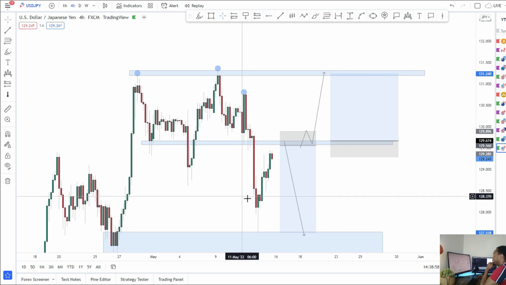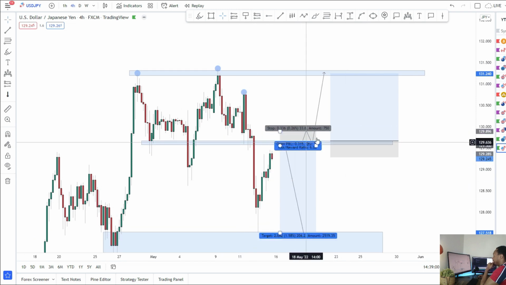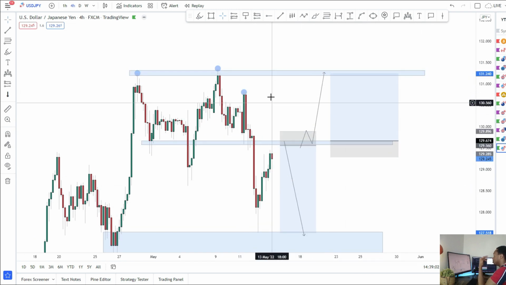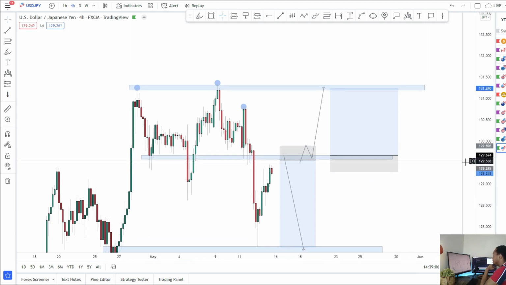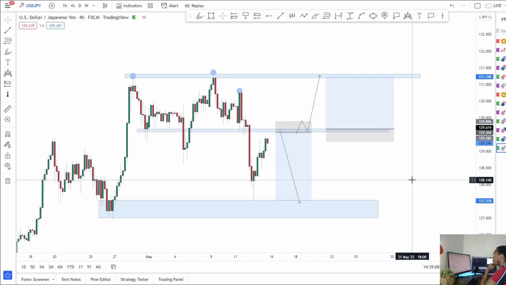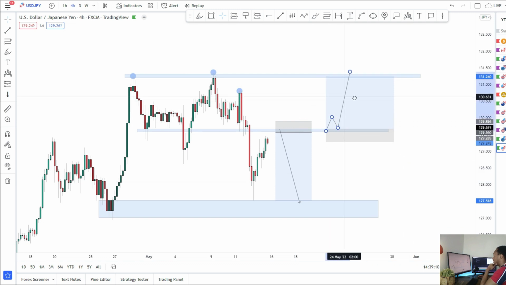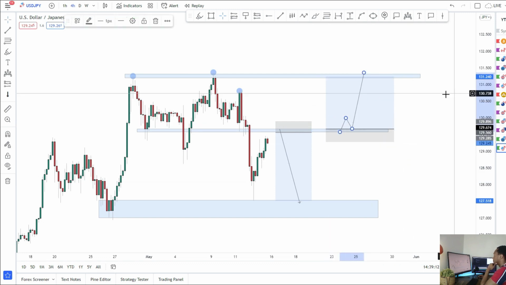But if we do rally, break straight back above, retest it, then most likely we are going to fill the range back to highs at 131.240, and maybe some higher highs as well if we can break through. But yeah, that is the plan for USD JPY.